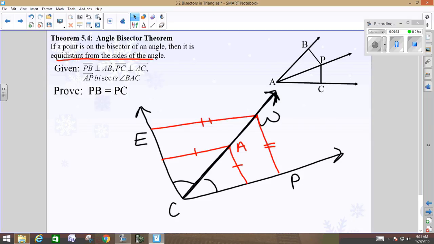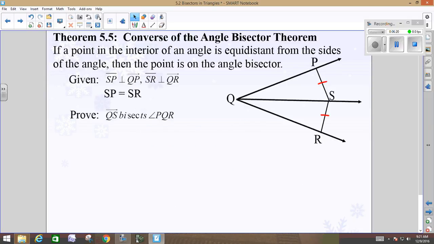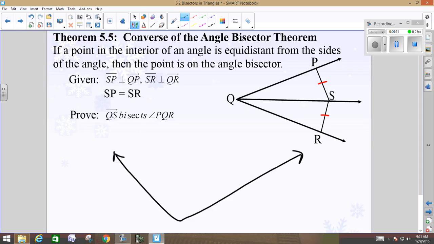The one below it is its converse. If a point in the interior of an angle is equidistant from both sides, then I know it's sitting on the angle bisector. So angle AGC, and we'll put point E here in the middle, interior of it. It's going to be equidistant to both sides. We'll call that W and this one R.